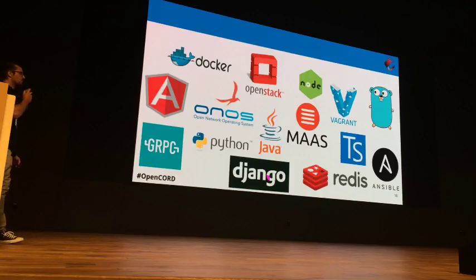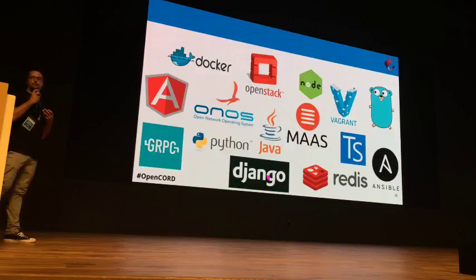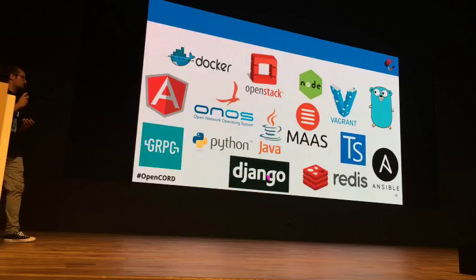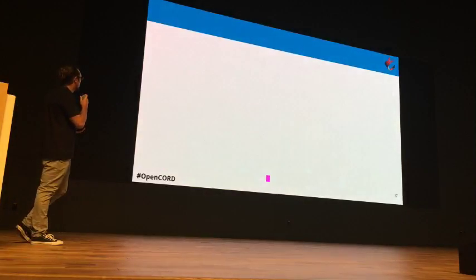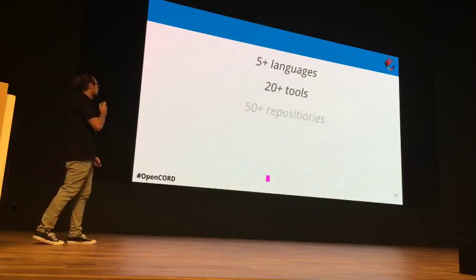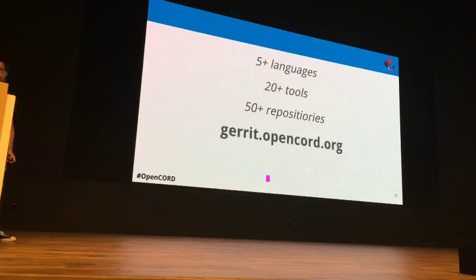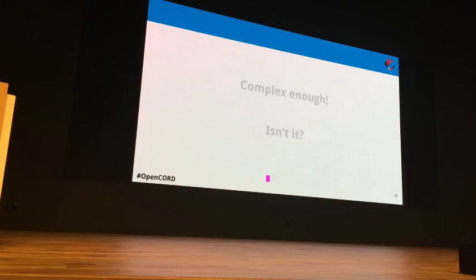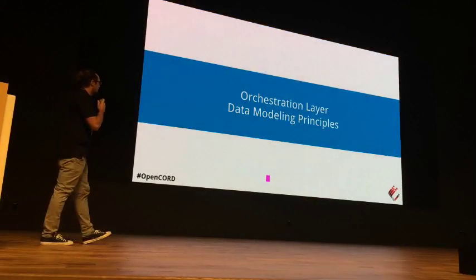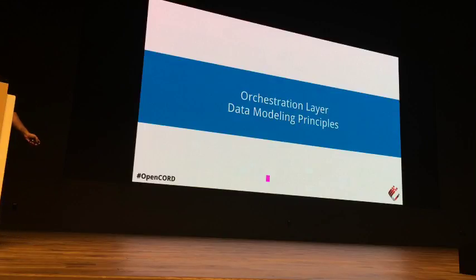What we are trying to do with CORD, and in particular with XOS, the orchestrator, is make your life simpler. We want you to focus on the network function. We are trying to take care of all the rest of the complexity. But we still have 5+ languages, 20+ tools, 50+ repositories, and all of these links on gerrit.opencord.org. It's a good place to start looking in CORD. And it's really complex. So we have abstracted, and we abstracted through a data modeling language that we created.